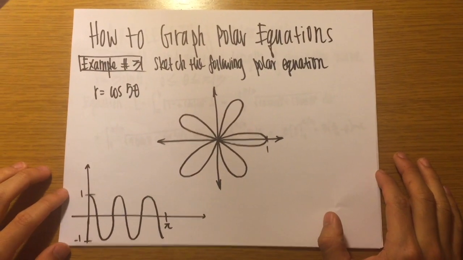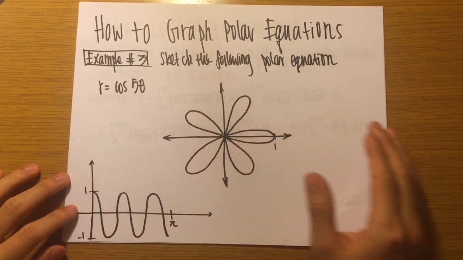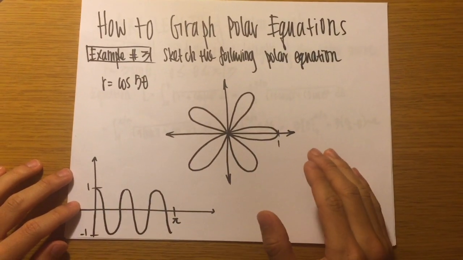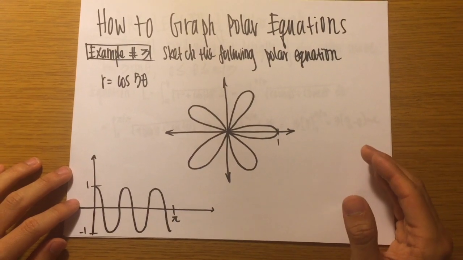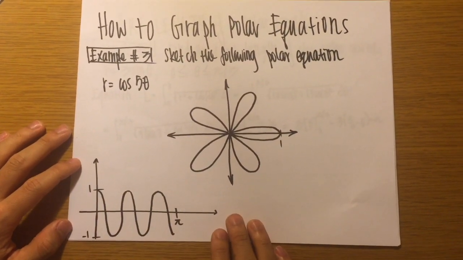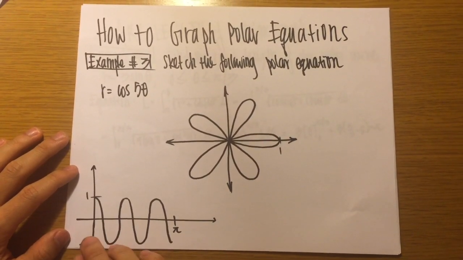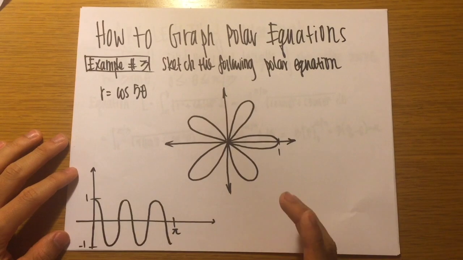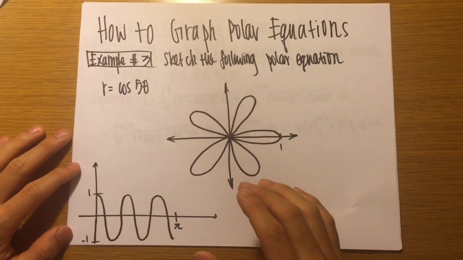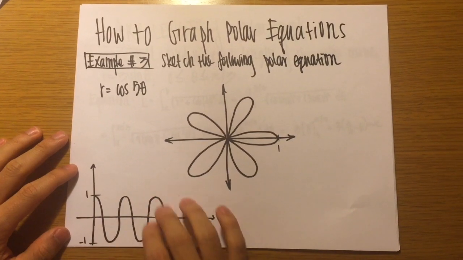This is how to graph polar equations. Example 3: sketch the following polar equation, r equals cosine 5 theta. Now we first want to graph the Cartesian form of this equation. This is because it is much more efficient and quicker than directly inputting values for theta. It gives us a continuous line.